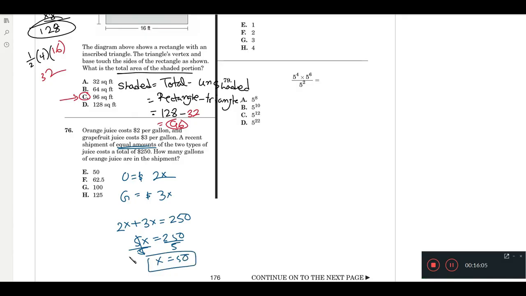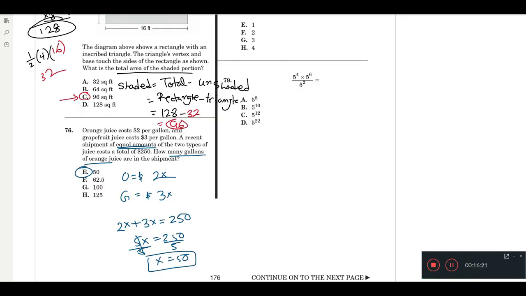So I think that's what they want. How many gallons of orange juice are in the system? 50 gallons. The amount of gallons. But don't you do oranges, 50 times 2? No, because they want how many gallons. They wanted one just for the oranges. They didn't want the price.